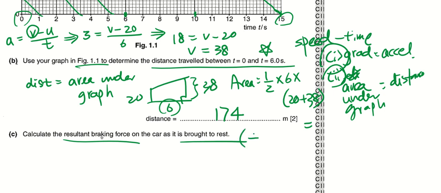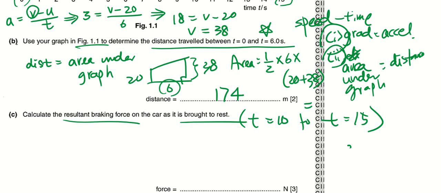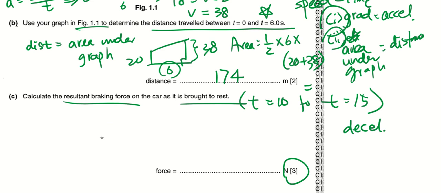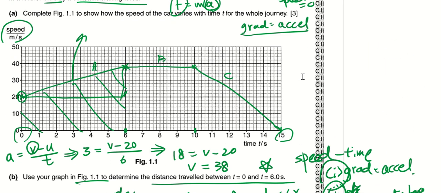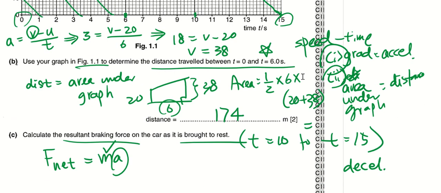Now this happens from t equals 10 to t equals 15. Okay, so there is a deceleration. And take note that it is actually 3 marks. So the formula for resultant force is F net equals ma. If you have read the question, you were given m. But how about the acceleration? The acceleration is not given, but you can again use the gradient, which represents acceleration. From time 10 to time 15, you can calculate the acceleration.